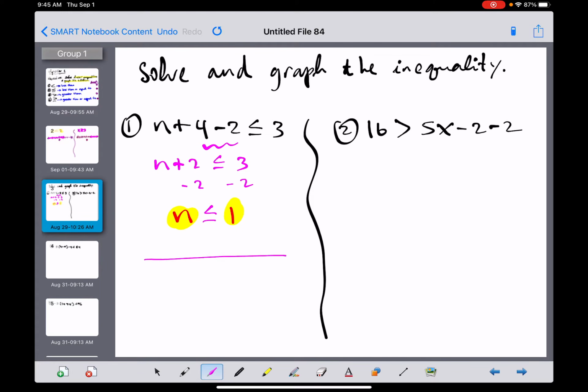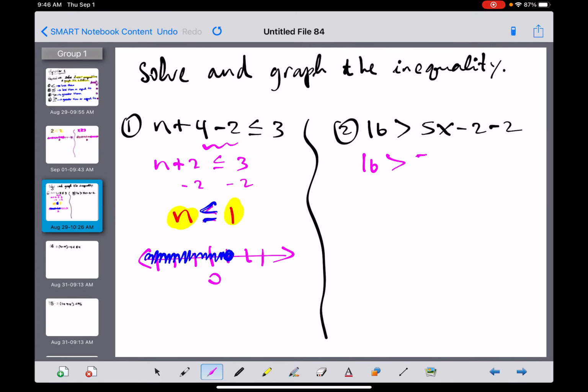So when we graph the answers, 0 here. At 1, since it has an equal sign, you will have a closed dot. And it says all the numbers less than or equal to 1, so it has to be the left-hand side. See where the arrow is pointing towards the left? That's how you could remember it too, okay? Okay, let's move on to number 2.